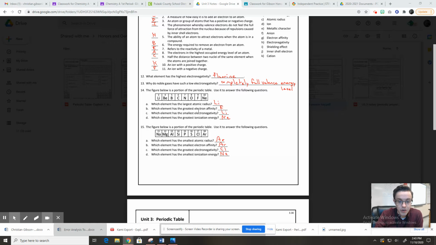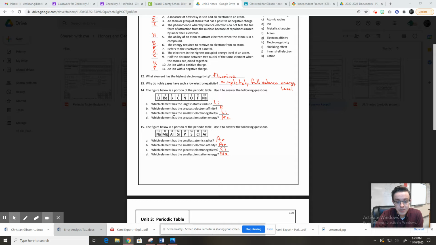Okay. Which element has the greatest electron affinity? Electron affinity increases as you go to the right, but you have to remove the noble gases when it comes to electron affinity. So that would be fluorine. Okay, so it's furthest to the right once you take out neon, because neon's a noble gas. Which element has the smallest electronegativity? Electronegativity increases as you go to the right, so the smallest one would be on the left, lithium.